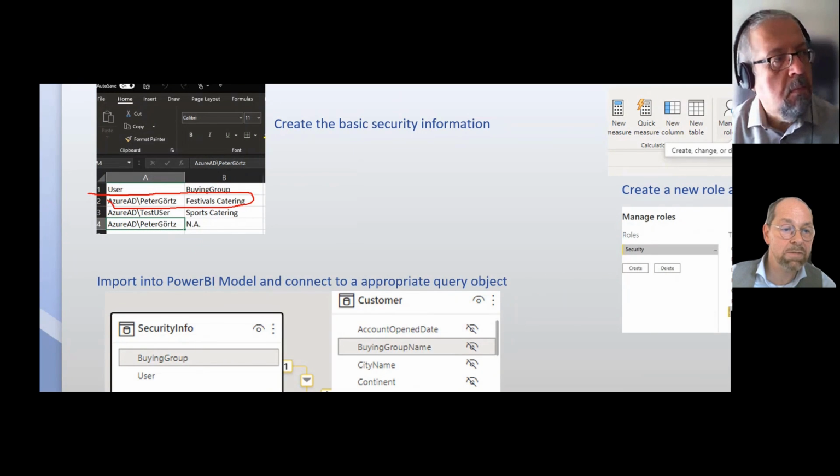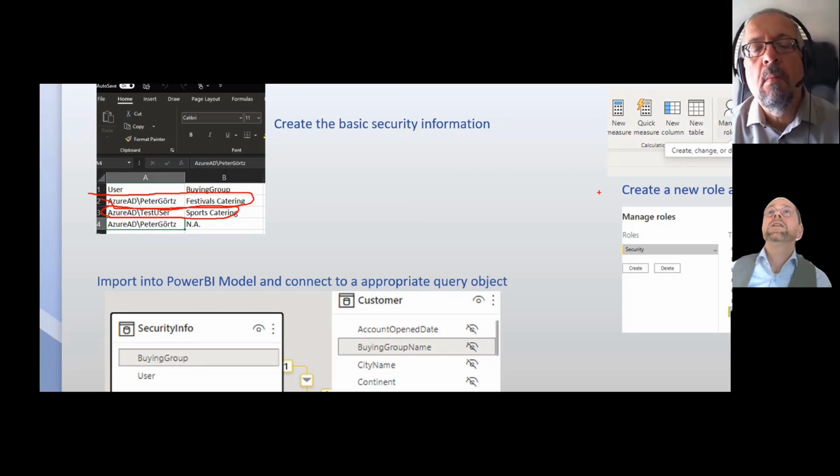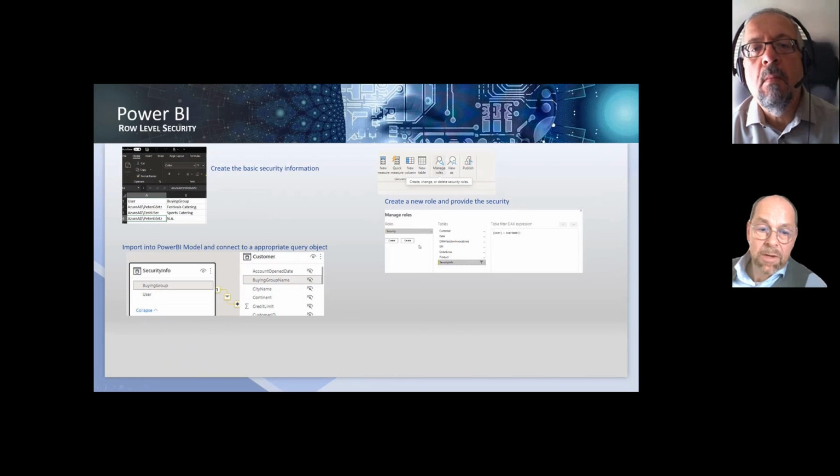In my case, maybe it's a festival catering, or in the case of this test user, it's the sports catering. And we would like the model to decide for itself, given the information of the current user, which rows to display to that user and which rows to hide. Therefore, we have to create a basic security information. This is, in this example, an Excel table. Usually it's a table coming from a CRM system or somewhere else in the database, and we connect this to the desired filter, the desired attribute in the database.